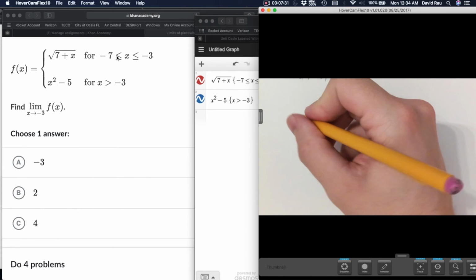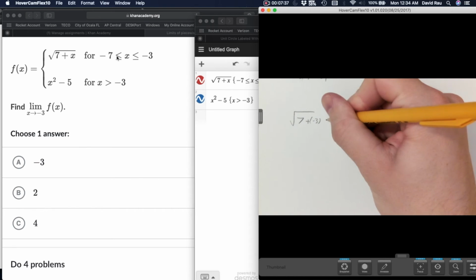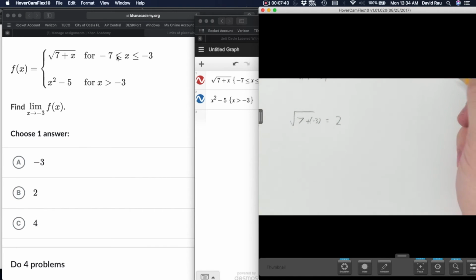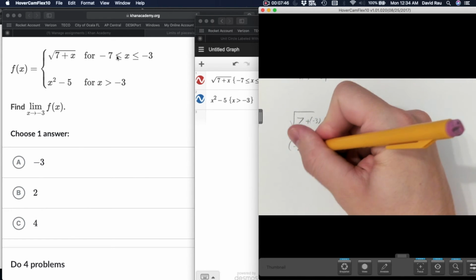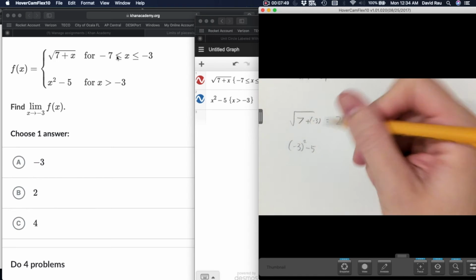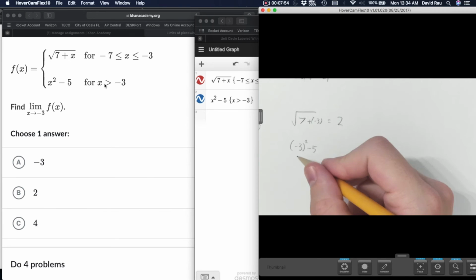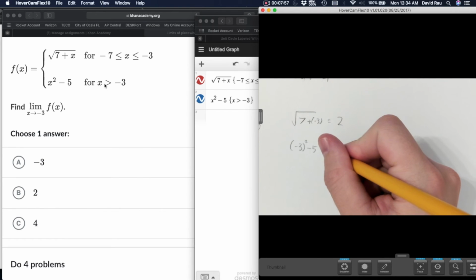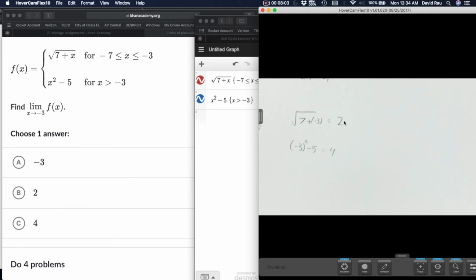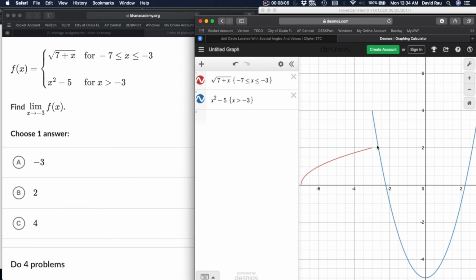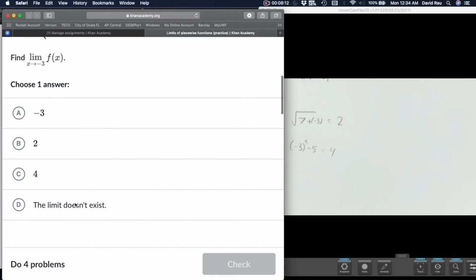For that part, if I just plug in -3, I would have the root of 7 plus -3, that would just be the root of 4, which is 2. And the right-sided limit would be when you plug in -3 for the right side. Hopefully you can see that it's the right side of -3 because you're larger than -3, so think about the number line there. When we square that, that's +9 minus 5, which is 4. So what I said before about the graph, the left-hand side is going to 2, the right-hand side is going to 4. You see that clearly from the algebra. And since the left and the right don't agree, the limit doesn't exist.